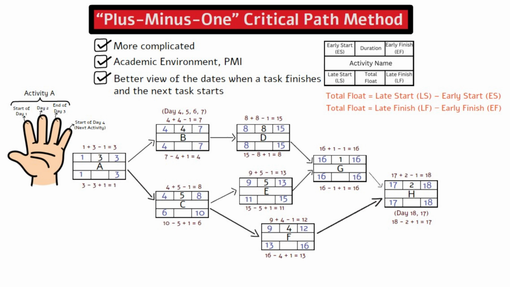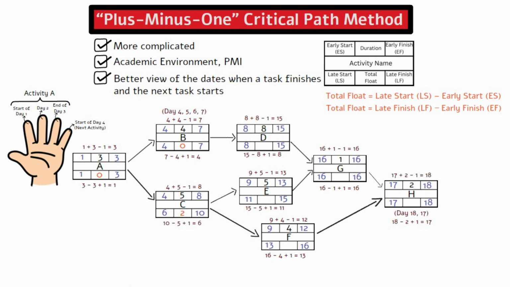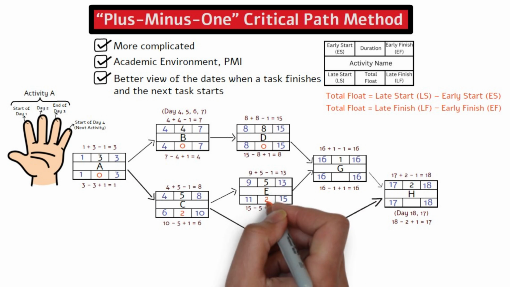So the total float for activity A is 1 minus 1 equals 0. The total float for activity B is 4 minus 4 equals 0. The total float for activity C is 6 minus 4 equals 2. The total float for activity D is 8 minus 8 equals 0. The total float for activity E is 11 minus 9 equals 2.